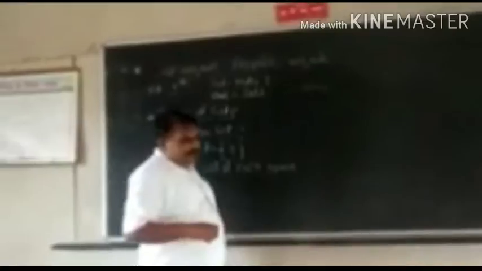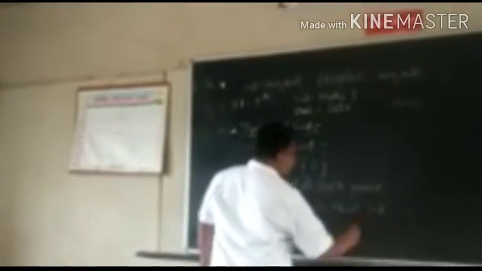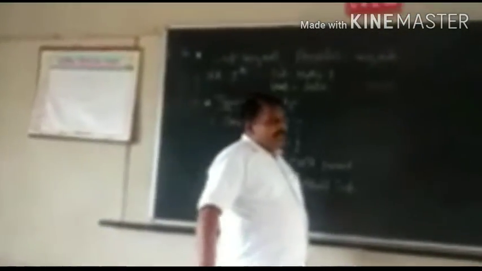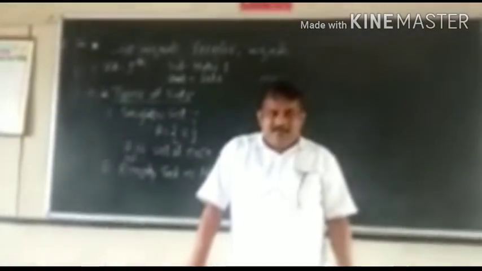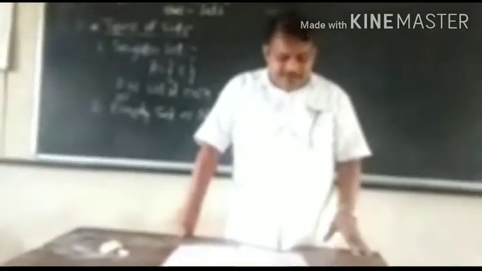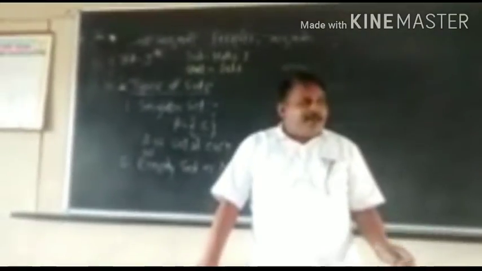Now we consider the second type, the empty set or null set. By the name also we get an idea of this set. If any set consists of no element, that means there is no element in that set, it is called the empty set or null set. Sometimes this set is denoted by one letter, phi. That is the notation for this empty set.